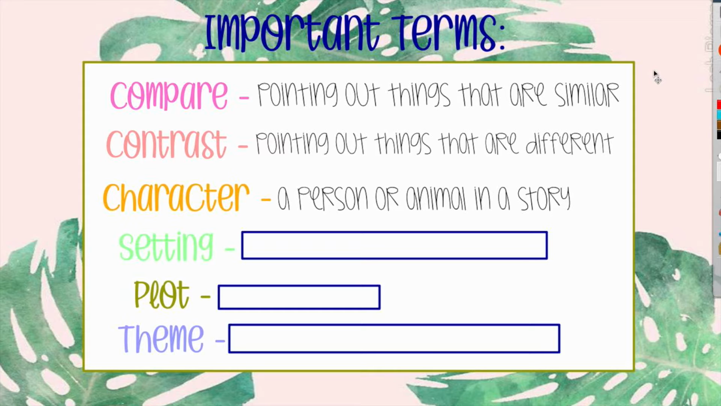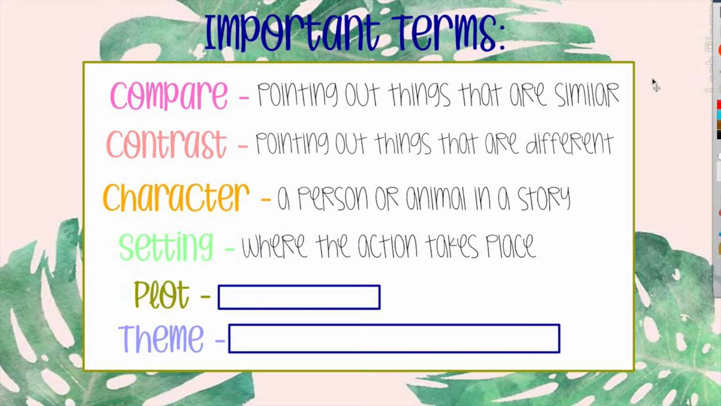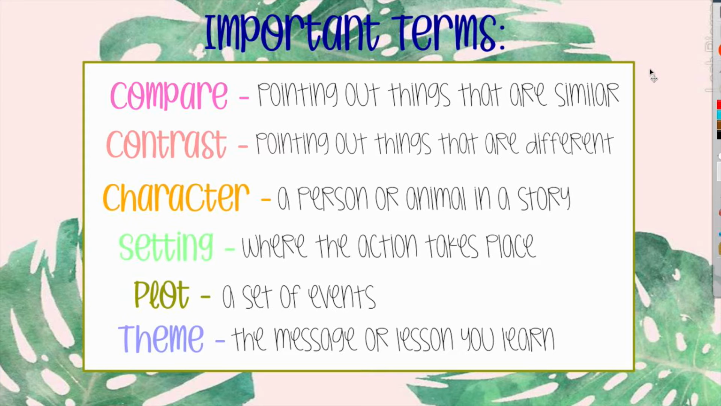The next term is setting. A setting is where the action takes place, where the story is told. Next, we have the word plot. A plot is a set of events in the story. What happens in the story? What takes place? And lastly, we have theme. The theme of a story is the message or the lesson that you learn from the story.